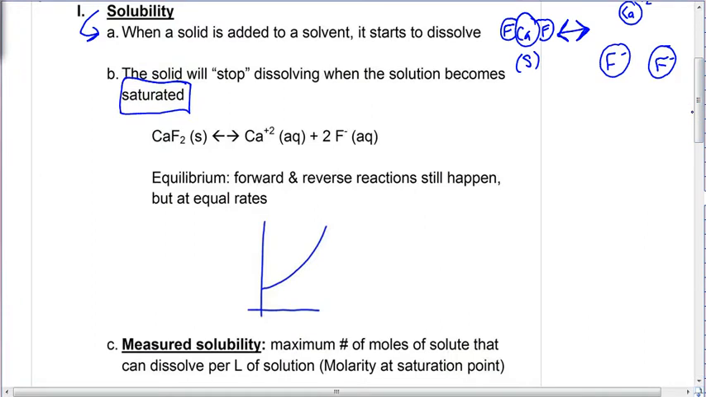Another word for solubility is the measured solubility, the amount that we measure that can dissolve. It's the maximum amount of moles of that solute that can dissolve per liter of solution. So if I tell you the measured solubility of calcium fluoride at 10 degrees Celsius is 10 grams, I probably wouldn't use grams units anymore. We're going to use molarity now that we know what that is. What if it was 10 molar? That means that 10 moles of calcium fluoride would be able to dissolve in 1 liter of solution at its saturation point, or at its measured solubility.